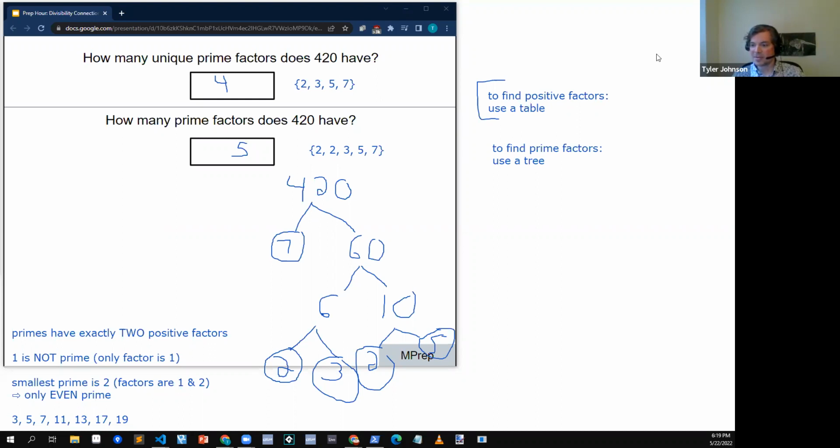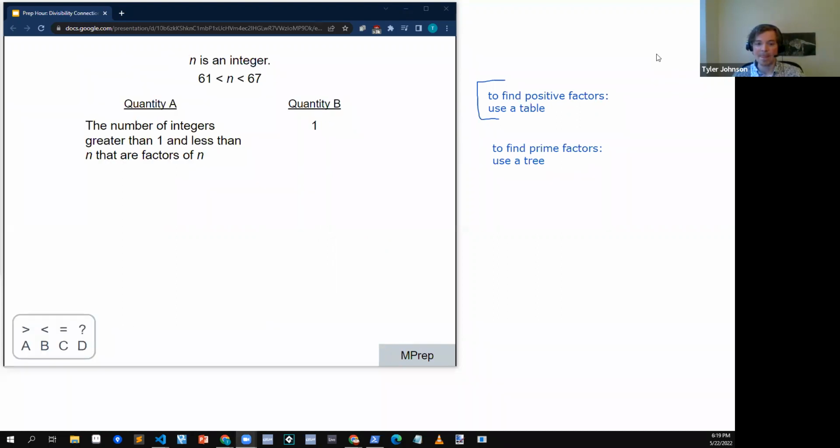Okay, let's try a quantitative comparison next. Give you all 3 minutes with this one.